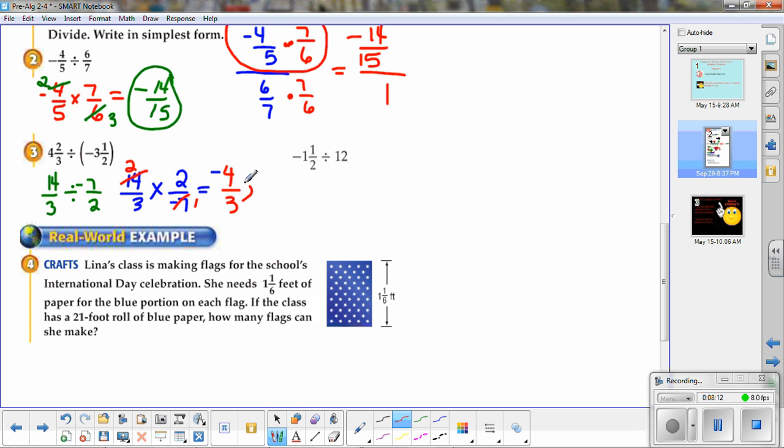This, though, is an improper fraction. 3 goes into 4 once, with 1 left over, keep the bottom the same, and of course it was negative. So negative 1 1/3.